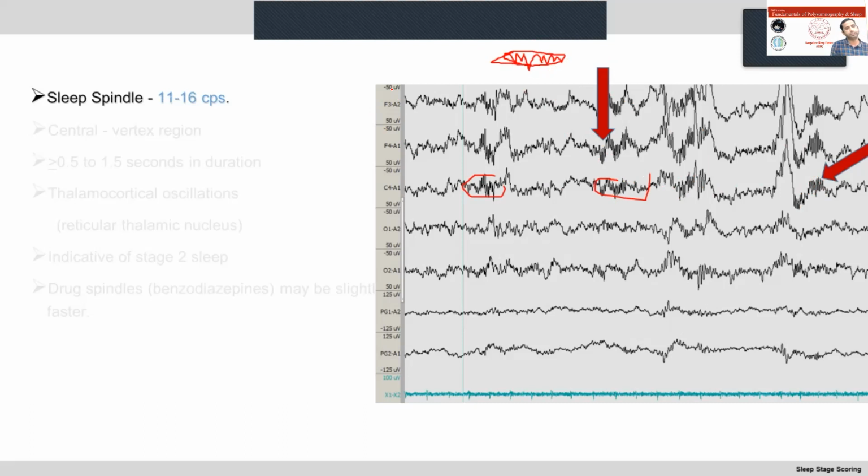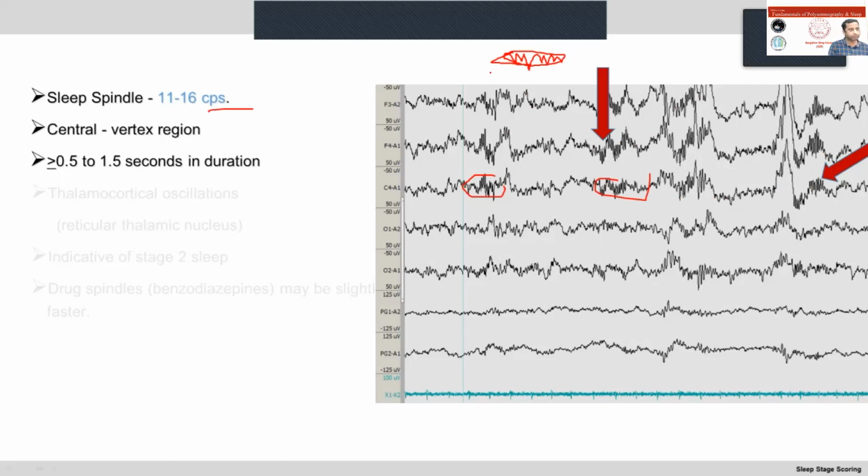The frequency of sleep spindles is calculated in cycles per second, from 11 to 16 cycles per second. So the EEG activity here should be 11 to 16 hertz. They are mainly present in the vertex and central region. Sometimes they are prominent in the frontal region, or temporal or frontal.